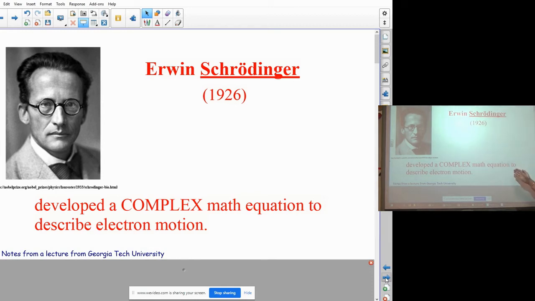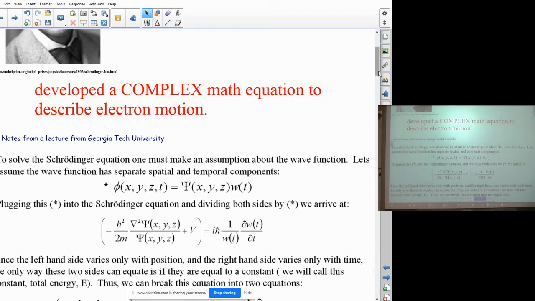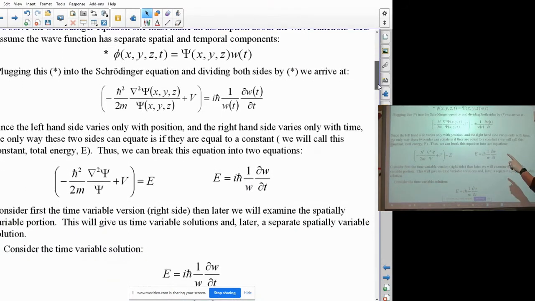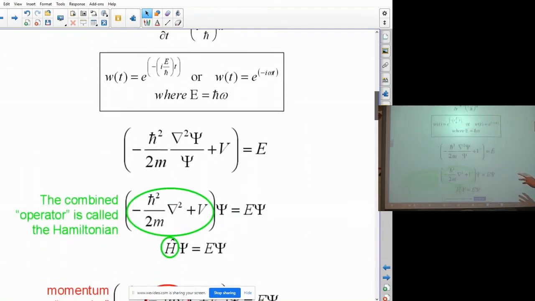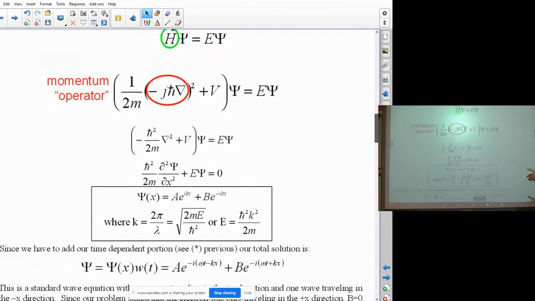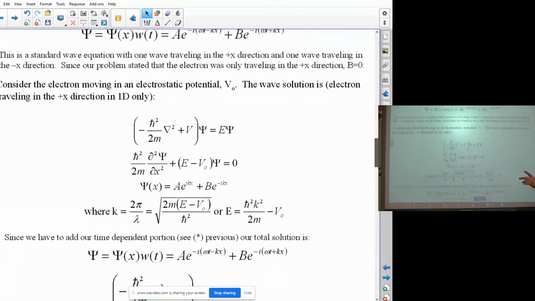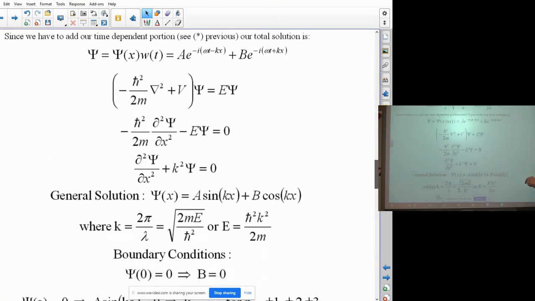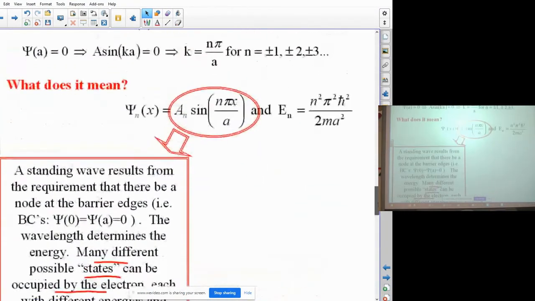So you're writing: Schrödinger developed a complex mathematical equation to describe electron motion. And let's take a look at his math, shall we? So it starts off here. To solve Schrödinger's equation, you must make an assumption about the wave function. And then you go and you carry the one. And then you have an E equals scribbles. And then you keep going, and then you have your Hamilton operator and your momentum operator. And then you keep going. And this is still one problem here. He's still trying to figure it out. And then it goes and goes and goes. And then the general solution coming down to the end here. Still one math problem. What does it mean?